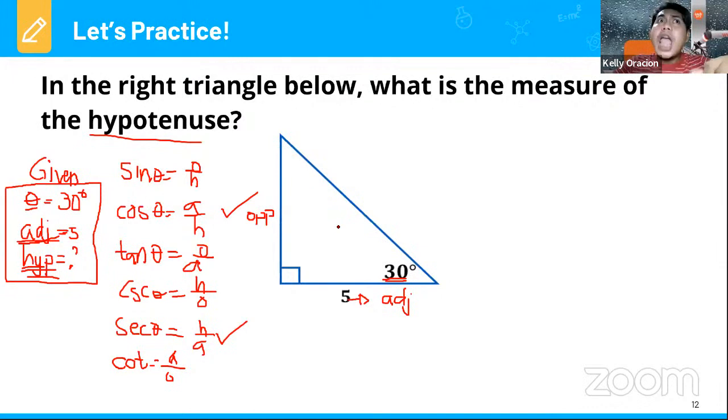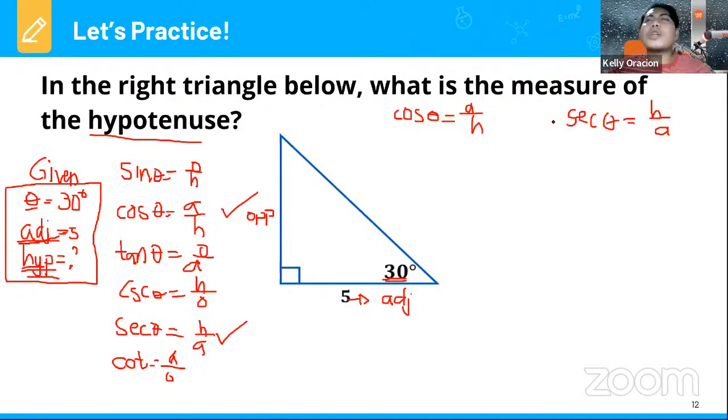So bakit natin gagamitin yung cosecant na hindi man opposite yung given? Same thing with cot at saka tangent. Hindi man given yung opposite. So we're not going to use them. So the appropriate ratios are the following. The cosine theta, which is adjacent over hypotenuse, and sec theta, hypotenuse over adjacent.